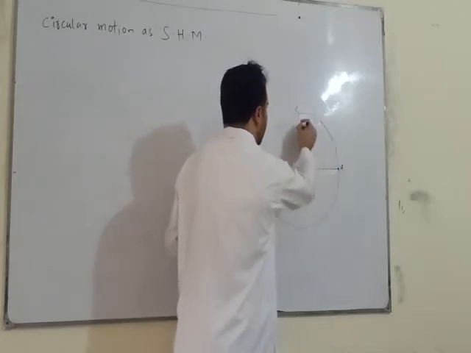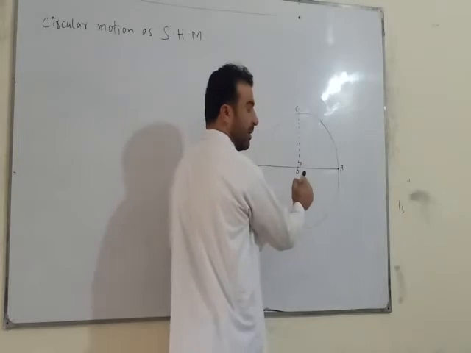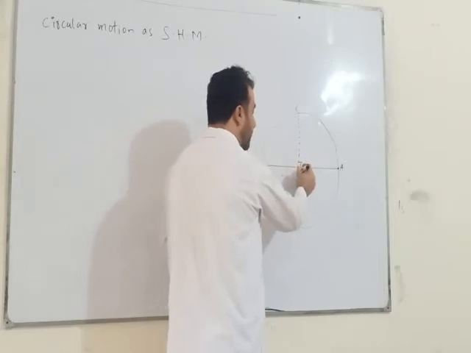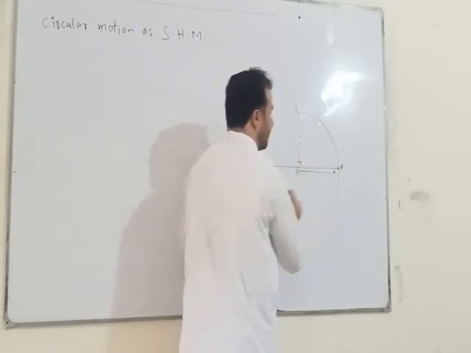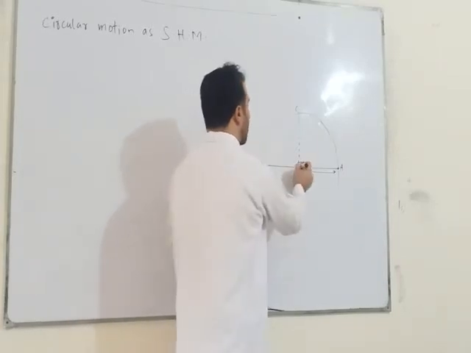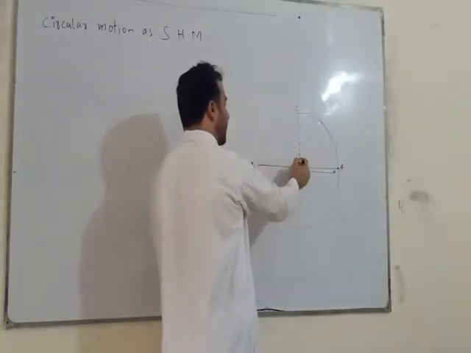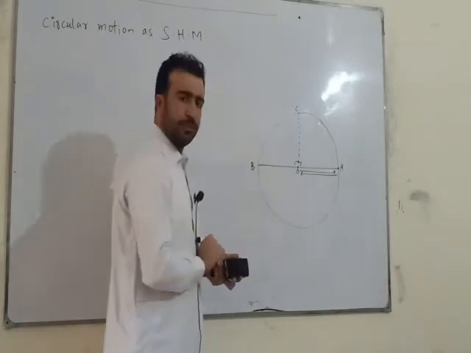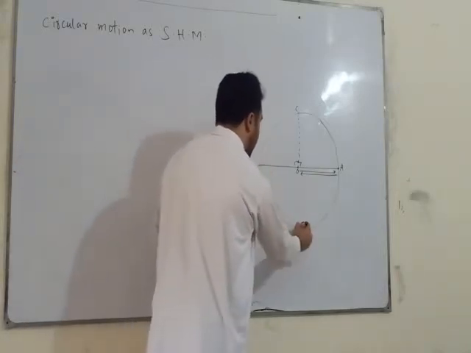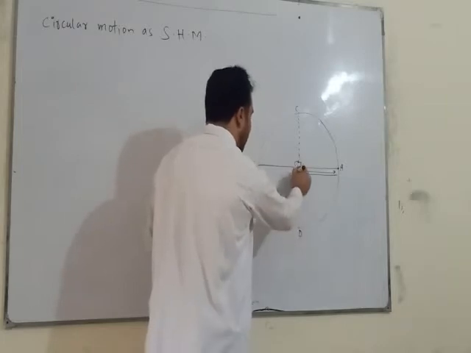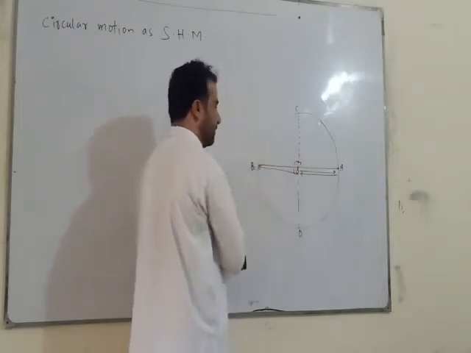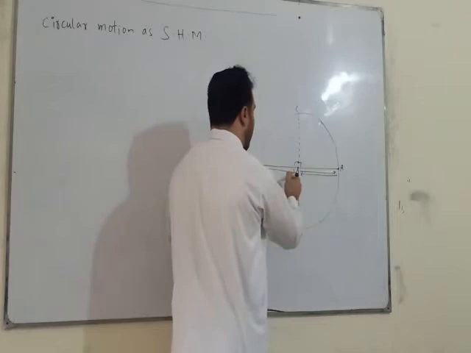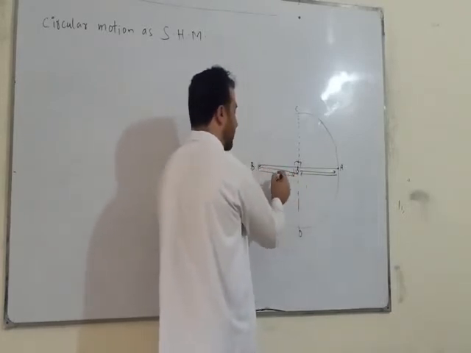As the body moves from A to C by 90 degrees, meanwhile, the projection goes from O to A. And now, when the body goes from C to D by another 90 degrees, that is a total of 180 degrees, the projection comes back to O. Now, when the body goes from D to B by another 90 degrees, the projection goes from O to B. And finally, when the body goes from B to A, completing one revolution, the projection comes back to O.